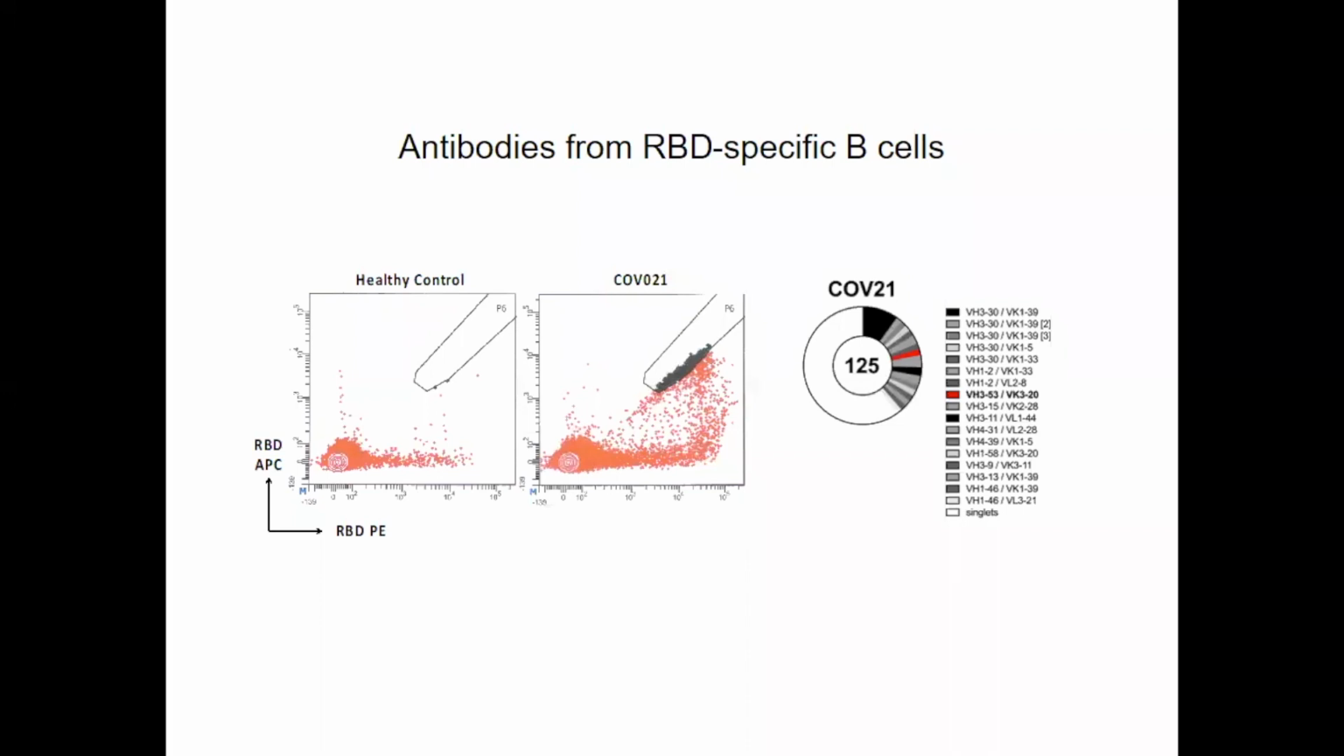And further to the right is a pie chart, which shows the 125 antibodies that we've been able to obtain from this person. We've also gotten that number of antibodies from the other person, 47. And we're in the process of beginning to test these, but we already know that some of the antibodies can block the interaction between the virus and its receptor.